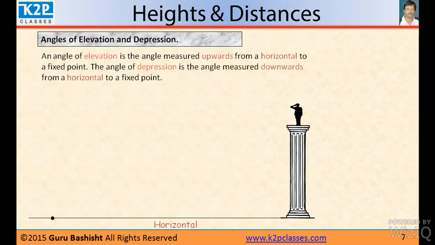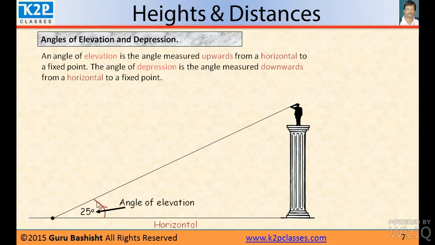We will learn here what are called angle of elevation and angle of depression. An angle of elevation is the angle measured upward from a horizontal to a fixed point. The angle of depression is the angle measured downward; the keyword is downward, from a horizontal to a fixed point. Let us see in the diagram. So this is the angle of elevation. It is measured upward.